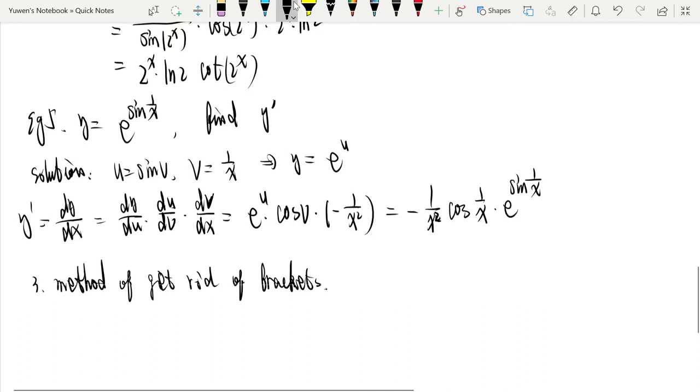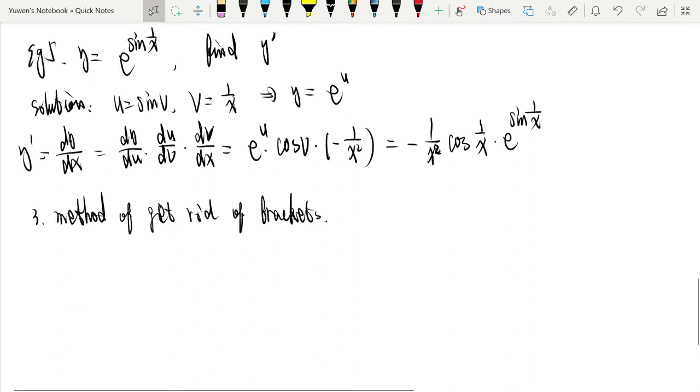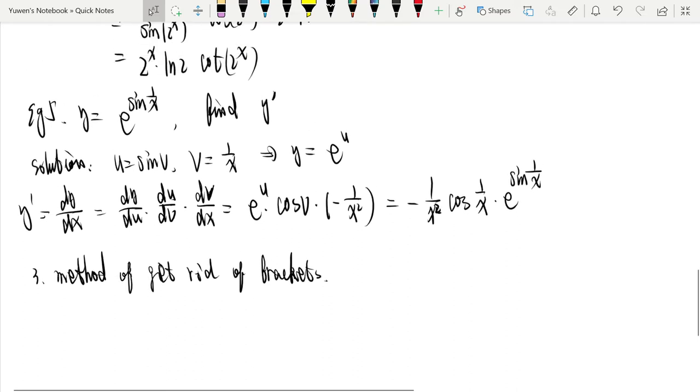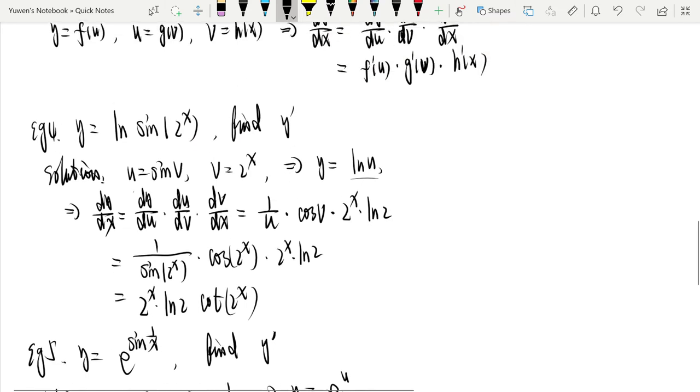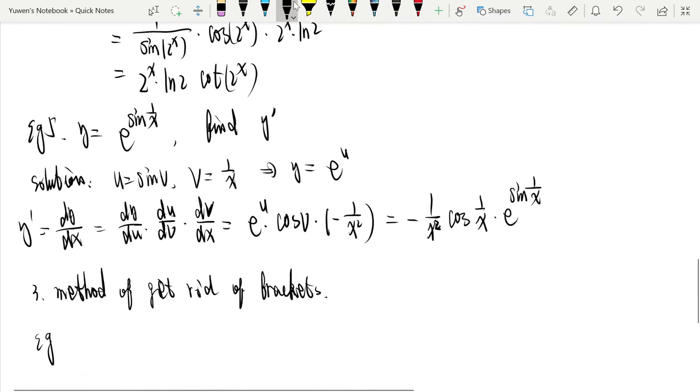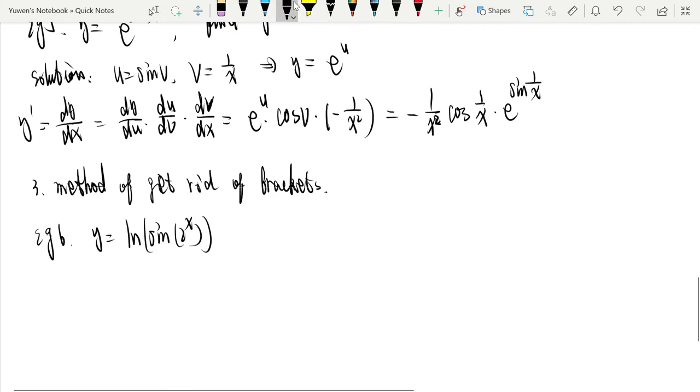Each time we take the derivative of one bracket, we view a bracket as a whole. For example, the fourth example, y equals log sine 2 to the x. Actually, we can write it here as a bracket. Find y prime. Each time we get rid of one bracket.